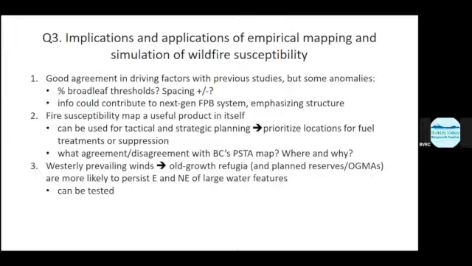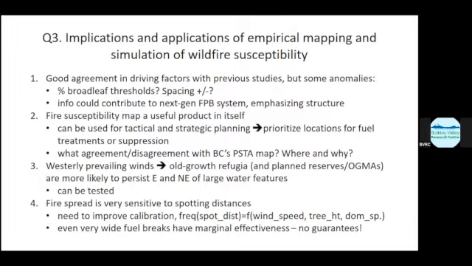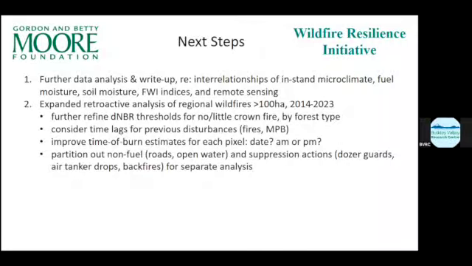noteworthy, and something we can test by looking at the extent of fires that historically have occurred or have gotten bigger in those areas. And again, further to our discussion here, fire spread is very sensitive to spotting distances. So we need to improve that calibration as a function of wind speeds and tree heights and the dominant species. And again, no guarantees.